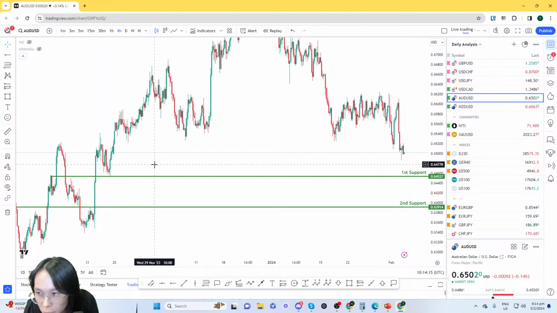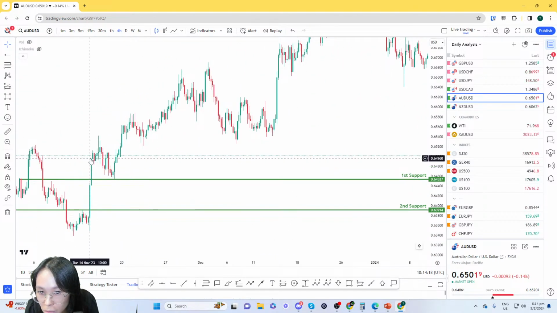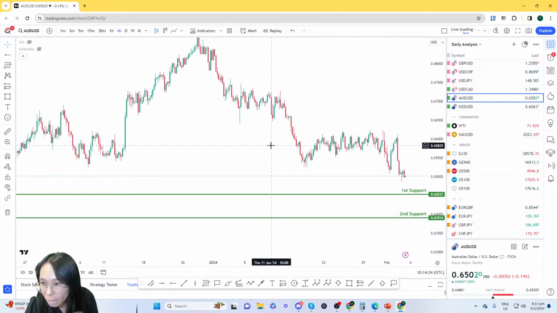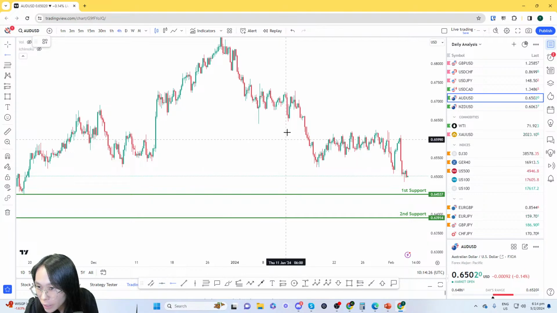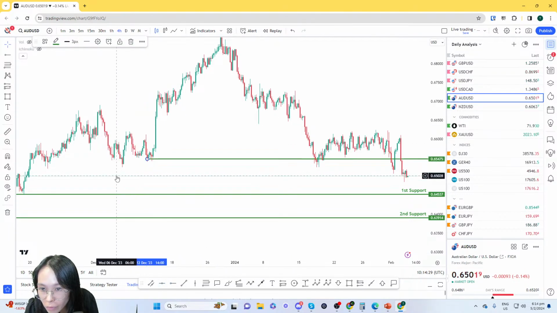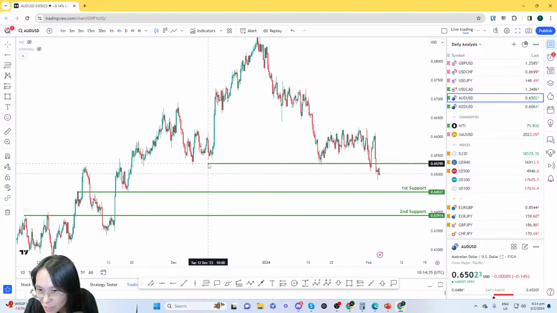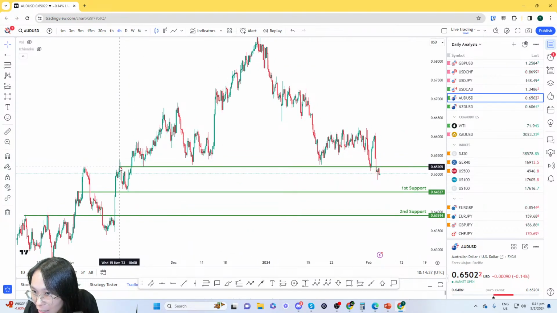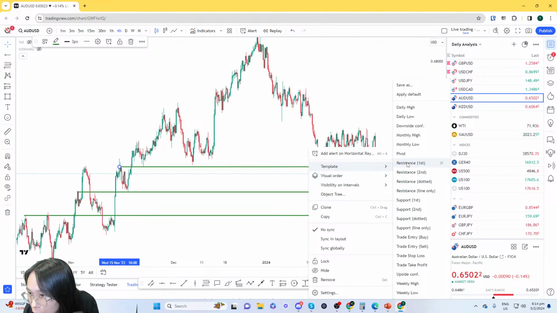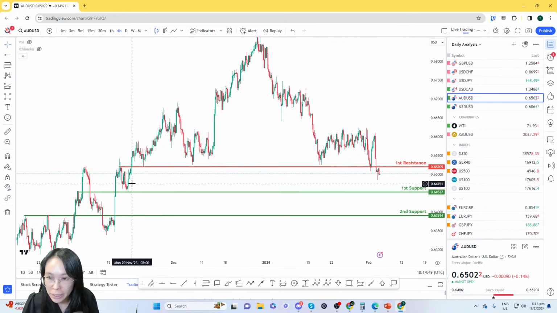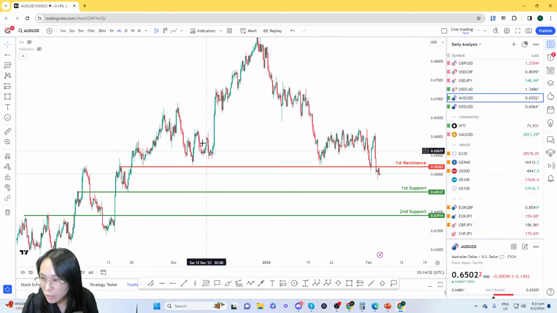I don't think there's any immediate support. Let me zoom into it. No, there's not really a level. And on the resistance side, sorry guys, I have to make it smaller because of the structure of this chart. We'll zoom it in bigger. This is the first resistance, and overlap. You can see the price pull back, breaks out, bounce off, and once again at this level. So this is pretty significant.